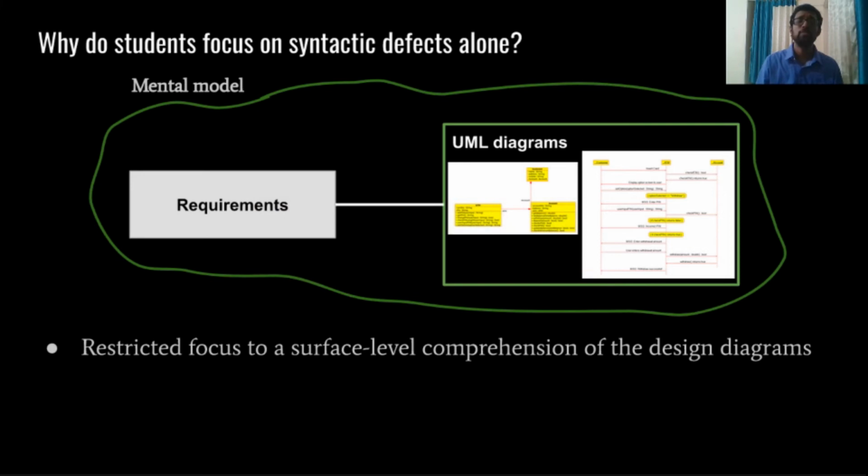So why do students focus on syntactic defects alone? We believe this question can be answered by conducting qualitative studies with students, but we hypothesize that this is due to the mental model which students create based on the requirements and the design diagrams. In their mental model, they restrict their focus to just a surface level comprehension of the design diagrams, and hence they are able to identify only certain syntactic defects.